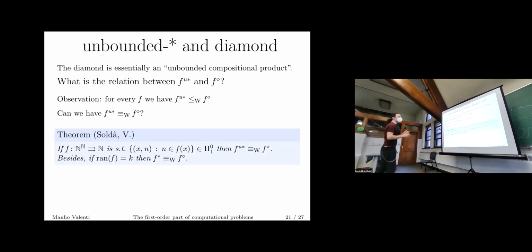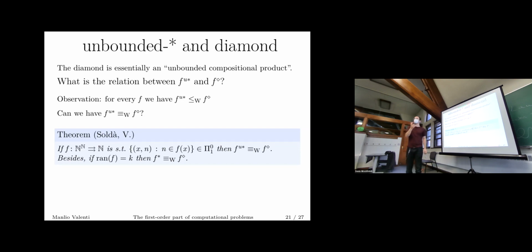Now, we couldn't really come up with any complete characterization of when the two things agree, but we came up with some sufficient conditions. And in particular, this one is the one we will be using afterwards, saying that under certain conditions, so if F is total with codomain N, and such that its graph is pi 0, 1, then the U star and the diamond actually agree.